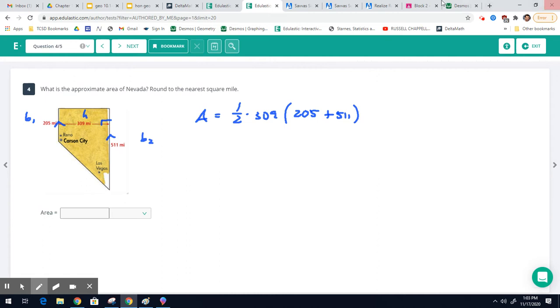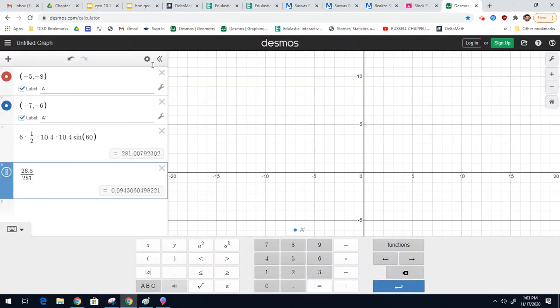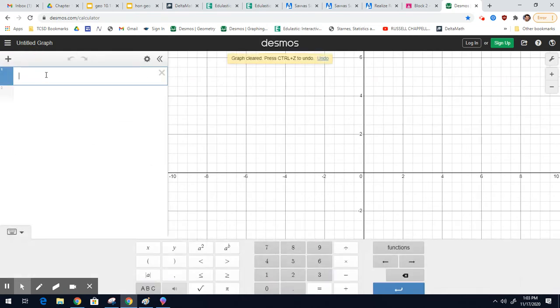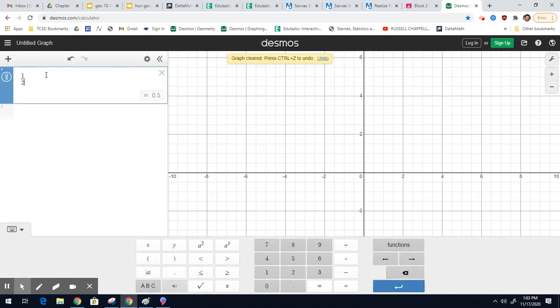Okay. All right, so when I come to Desmos graphing calculator, let me clear all this out of the way. So 1 divided by 2, and then make sure you press the arrow to the right, so you're up big again, so you're not stuck down here. Don't do that because then it just keeps going to the bottom. Times, we had a height of 309, times, and then parentheses. And I'll do 205 plus 511.